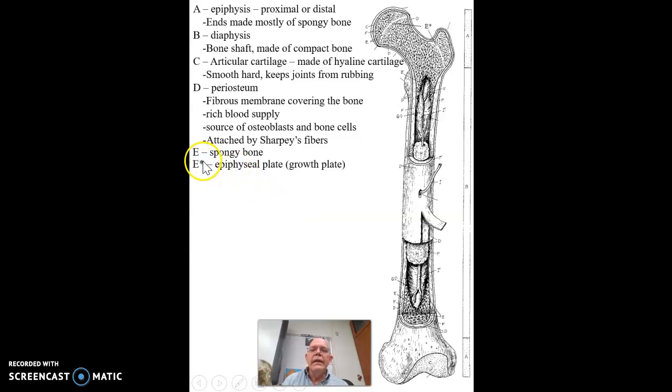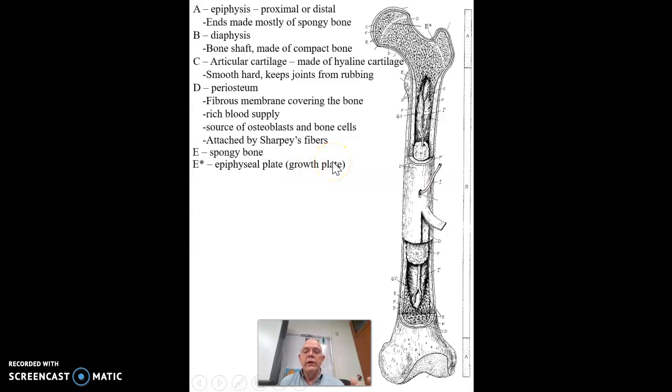Now, also, E with a little asterisk by it is this little clear spot right here. All right. Obviously, your bones are going to get bigger as you grow. Okay. You all have about hit maturity, so you're probably not going to get a whole lot taller than you are now. So hopefully you like the height you're at, because you're probably not going to get any more. But the epiphyseal plate, epiphyseal just means on the epiphysis. Plate just means a straight line there. So this is what we call the growth plate.